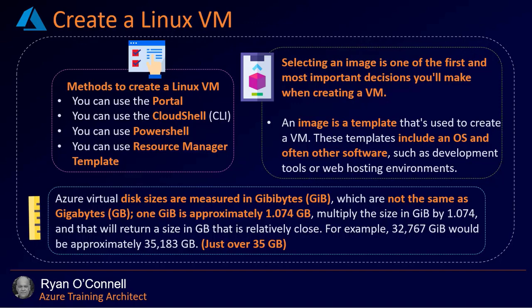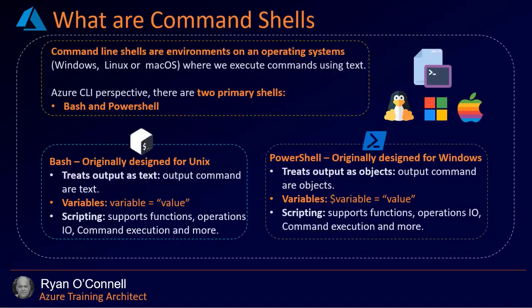Just bear in mind the Azure virtual disk sizes are measured in gigabits, not gigabytes, and they're not the same. And as you can see here, 1 gigabit is approximately 1074 gigabytes. So you multiply that by the size of the virtual machine you want, and then you can get the exact size in gigabytes that your VM would use, for example.